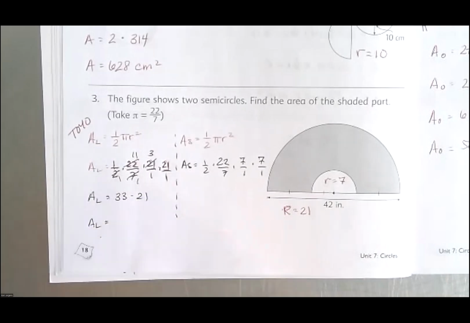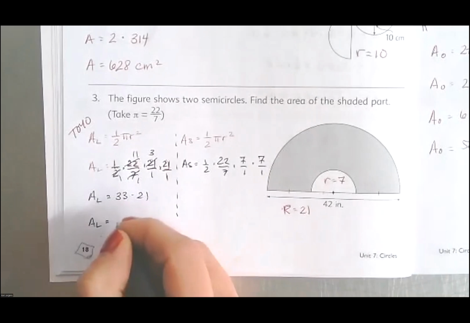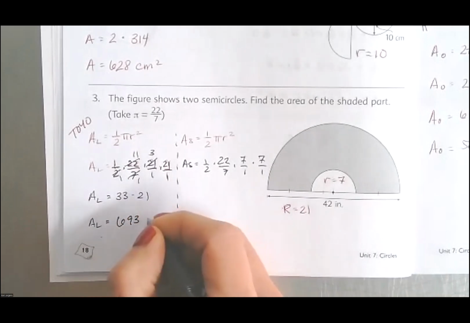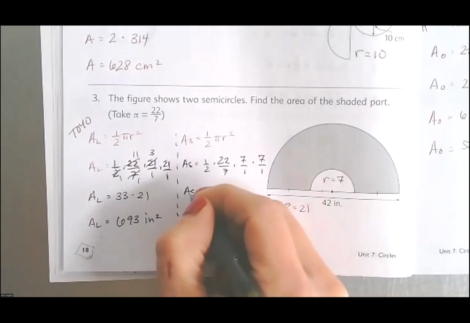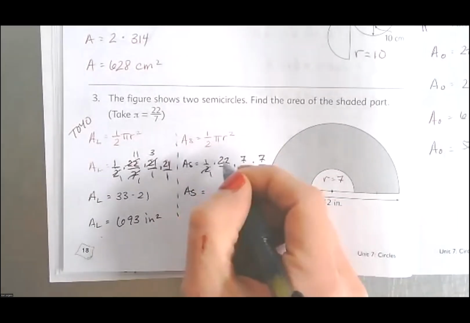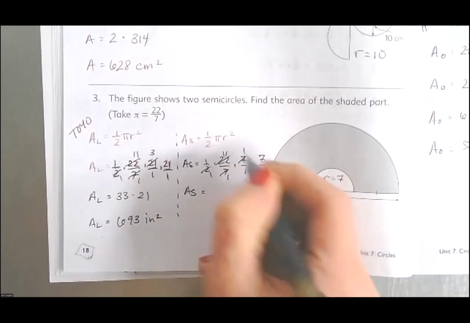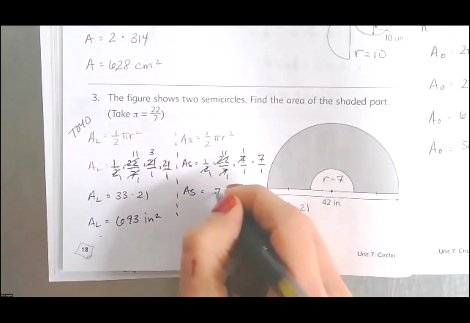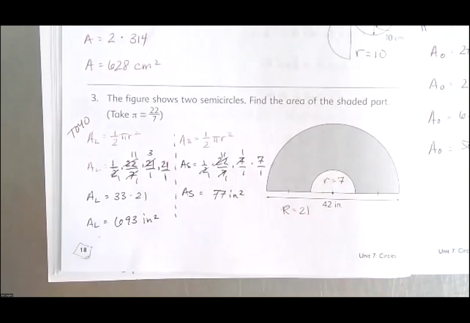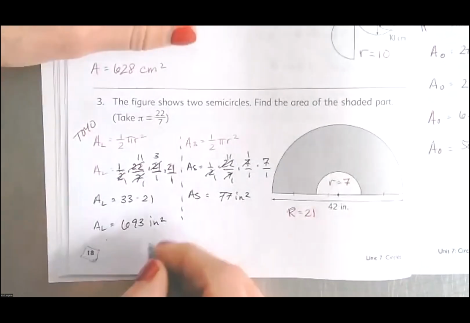And what was the area of the large circle? 693 inches. Okay, inches? Yeah. Squared. Inches squared. Oh, I just didn't hear you. Okay, I'm sorry. And then the area of the small circle, you probably cross canceled there as well. And what did you end up for that one? 77. Okay. And then what was the final step that you needed to do?